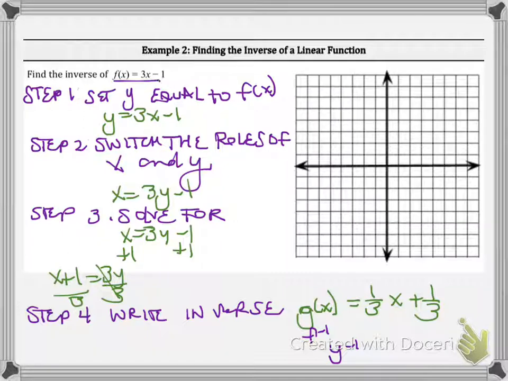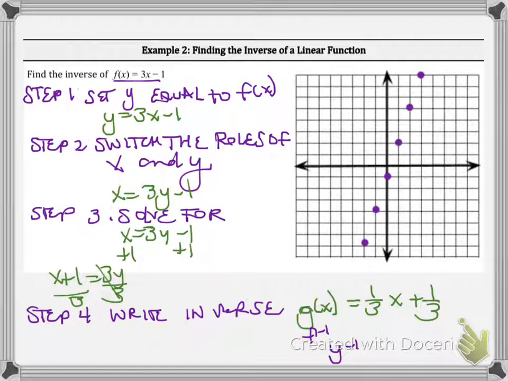Let's go ahead and graph these so you can see it. So f of x equals 3x minus 1. That starts at -1. Then you go up 3, right 1, down 3, left 1, down 3, left 1. And then we will graph the other graph, the inverse function, or g of x.